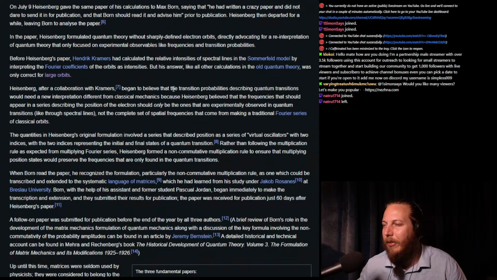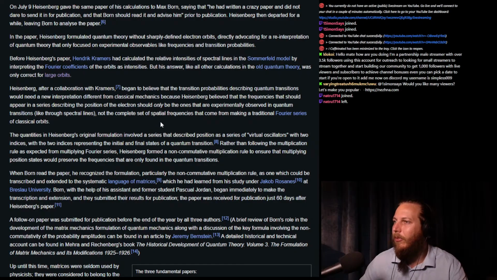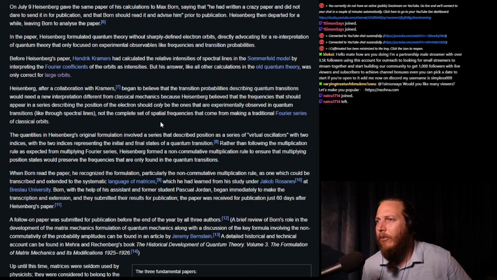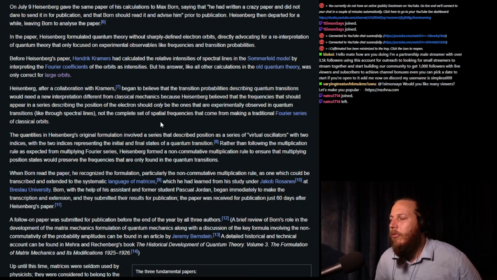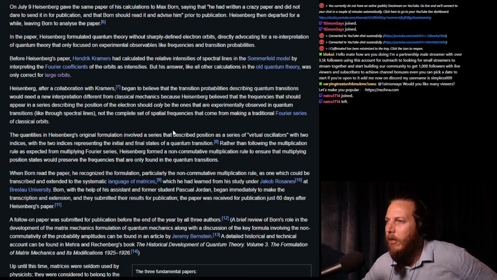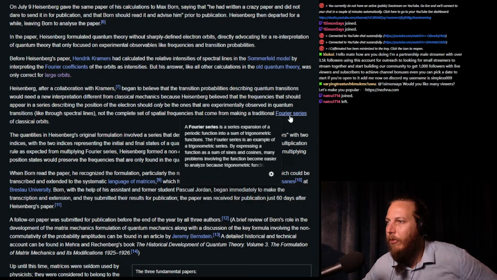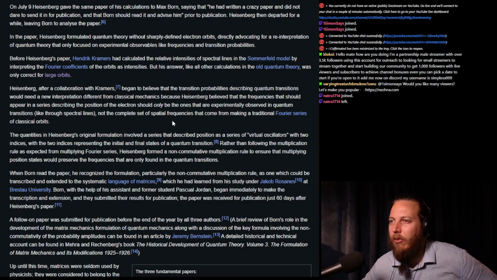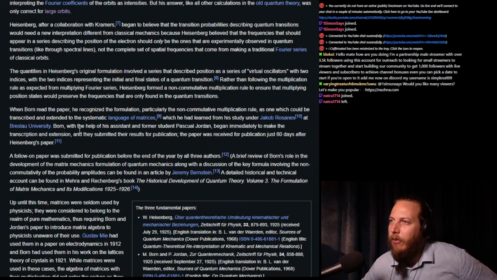Heisenberg, after a collaboration with Kramers, began to believe that transition probabilities describing quantum transitions would need a new interpretation different from classical mechanics, because Heisenberg believed that the frequencies that should appear in a series describing the position of the electron should only be the ones that are experimentally observed in quantum transitions, like through spectral lines, not the complete set of spatial frequencies that come from making a traditional Fourier series of classical quantities.